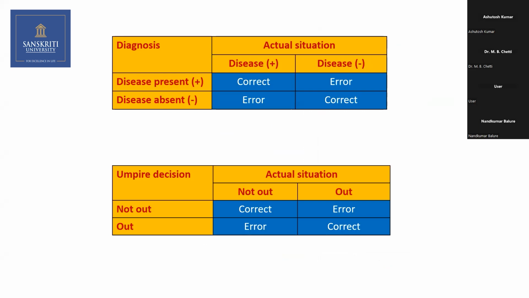He is actually out, and the umpire tells he's not out. That is wrong. Actually, he's out, and the umpire also tells he's out. That is a correct decision.